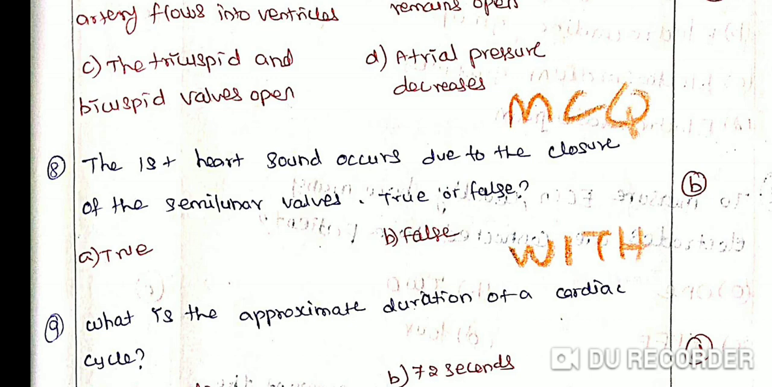The first heart sound occurred due to the closure of semilunar valve. True or false? Option A true, option B false. The correct answer is option B, false. Two distinct heart sounds are audible with the help of the stethoscope. The first heart sound occurs due to the simultaneous closure of the bicuspid valve and the tricuspid valve. It is heard as lub.